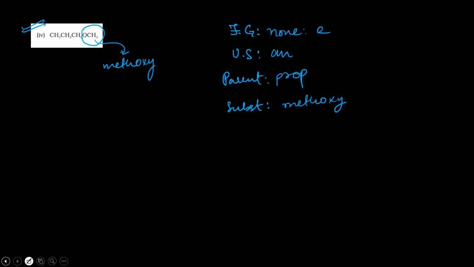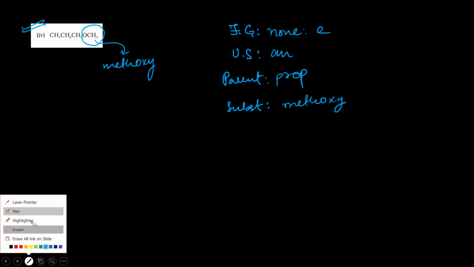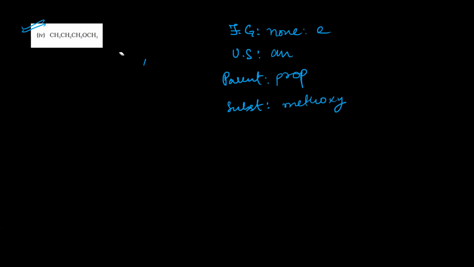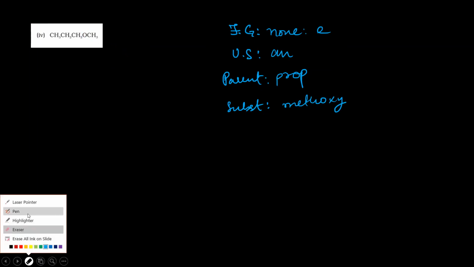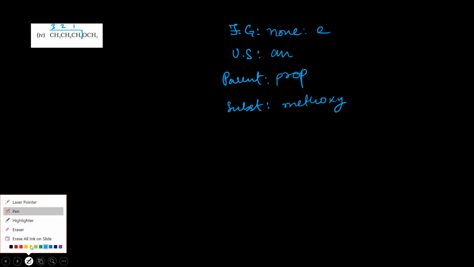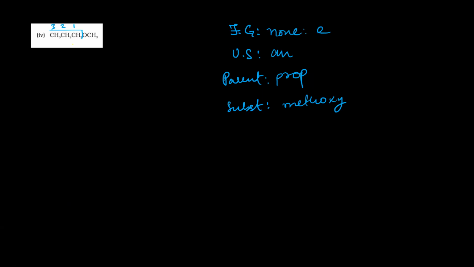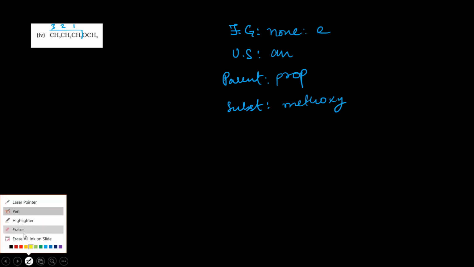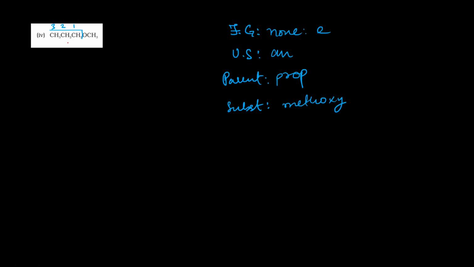Now we can number it in 2 ways. Please listen very carefully this one. Those who are making mistakes in numbering, please listen now. Now what is my parent chain here? My parent chain is this one. Okay, so you can number it 1, 2, 3, or we can number it the other way. There are only 2 ways of numbering. Not both, only one of them will be correct.